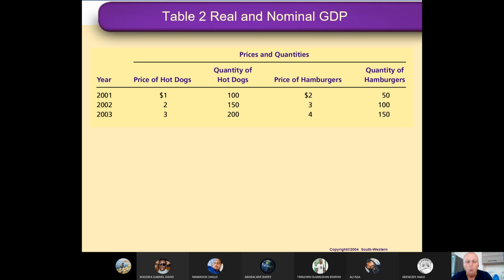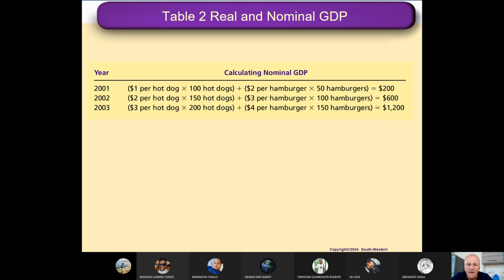This means for nominal estimations, you have to multiply each of these with the given price, and you are going to get the nominal GDPs for each year. For 2001, you get $1 multiplied by 100 hot dogs plus $2 per hamburger multiplied by 50 hamburgers. You are going to get $200 for this example. You got it?